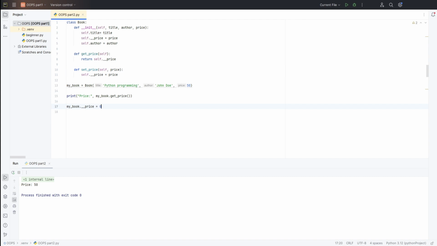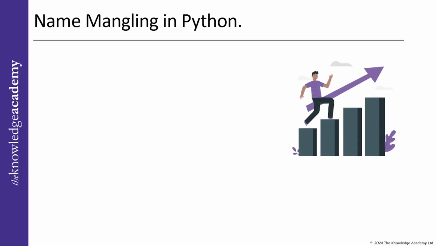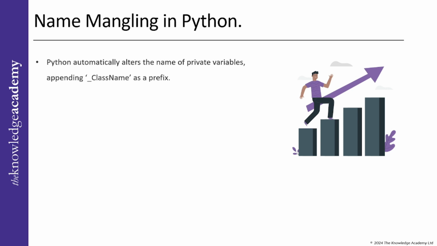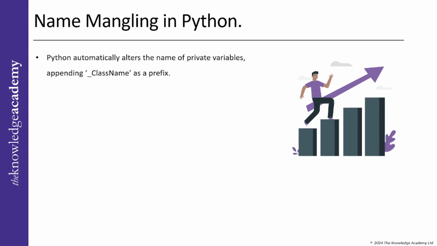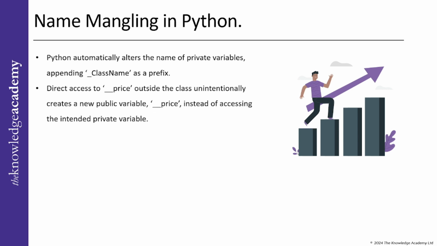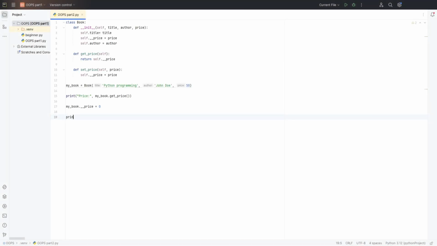Why is this so? It's because of the concept of name mangling in Python. Name mangling is a process where Python alters the name of private variables, like __price, by adding a prefix _ and the class name. In this case, making it _Book__price. So when we try to set price to 0 like here, we're actually not modifying the original protected attribute. Instead, we create a new unrelated attribute named price. As a result, when we call the getPrice method, it still retrieves 50.